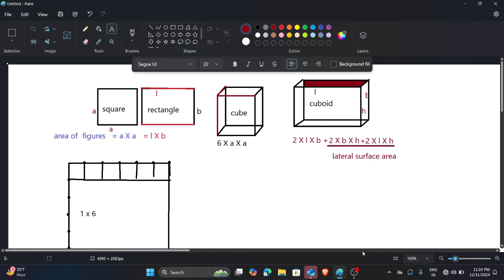In the next video, we will go through some more difficult questions on surface areas. We covered the cube and cuboid now, and next the cylinder, circle, and triangle. Thank you.